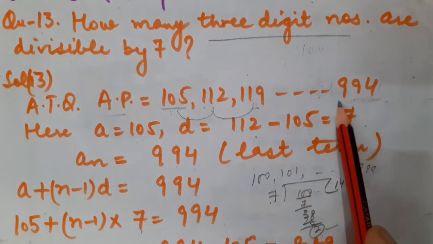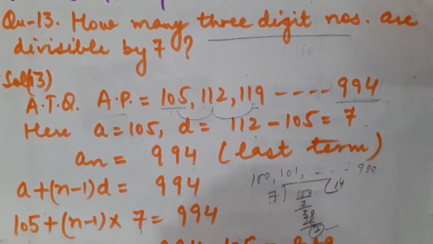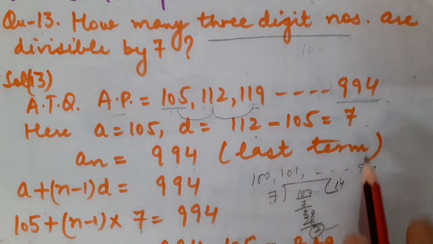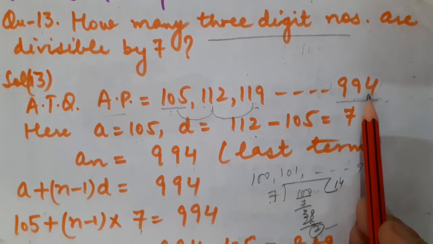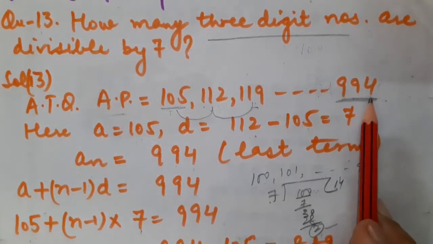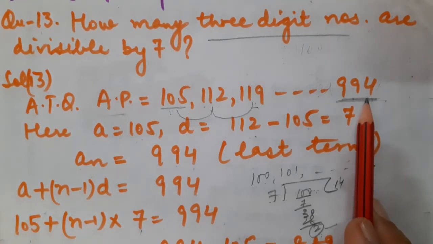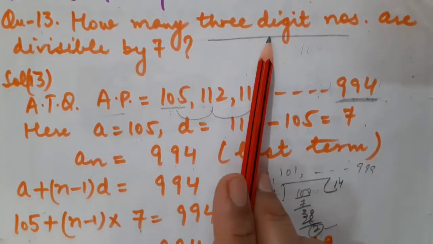Correct? Now, when I divided 999 by 7, it was not exactly divisible by 7. So then I divided 998, then 997. Ultimately I got 994, which is a 3-digit number and of course exactly divisible by 7 also. Correct, students? So we have to tell how many such numbers are possible.